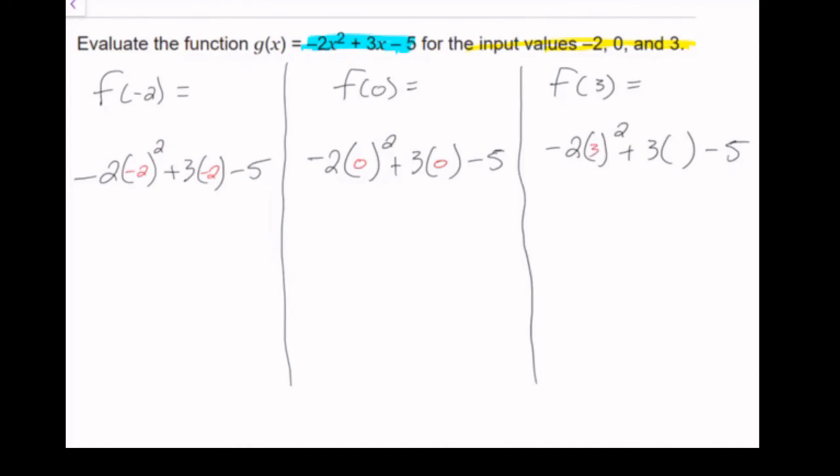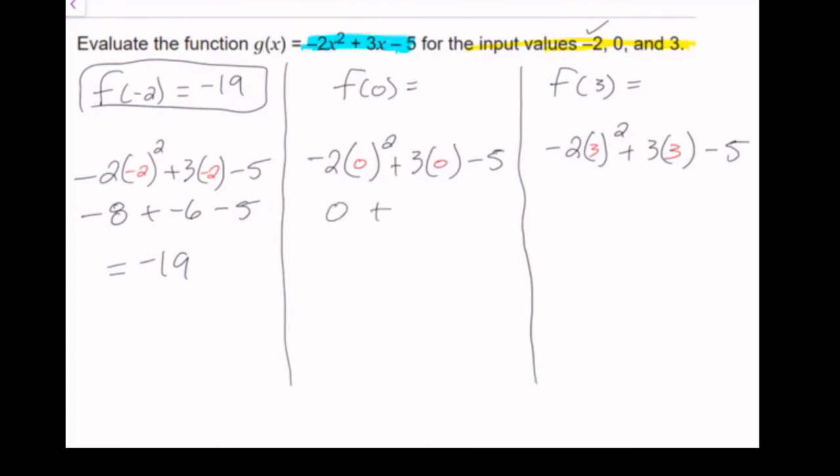Negative 2 squared. That is, negative 2 times negative 2 is a positive 4. Positive 4 times a negative 2 is a negative 8. 3 times negative 2 is negative 6, and then the minus 5 follows. Negative 8 plus negative 6 minus 5 will give me a value of negative 19. So I answered my first input value. f of negative 2 is equal to negative 19. If I would write out an xy table, one of the coordinate points would be negative 2, negative 19.